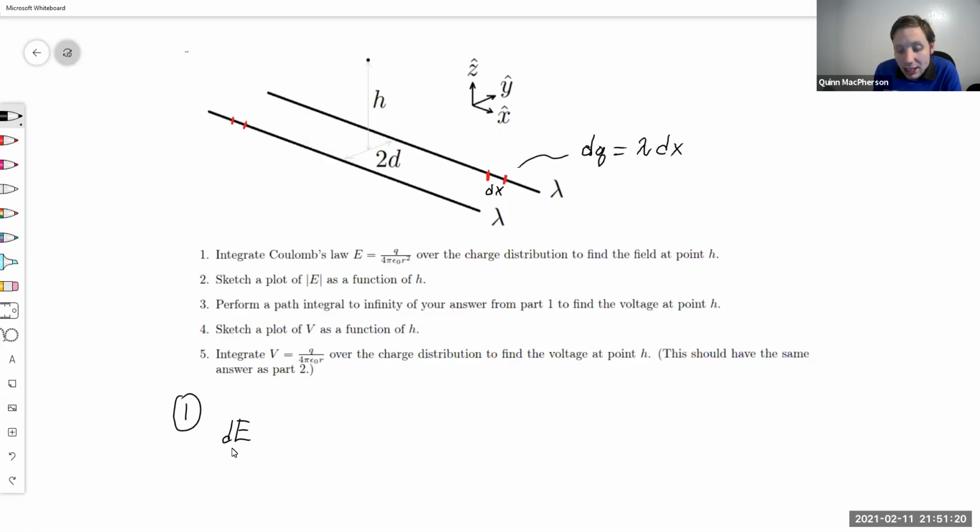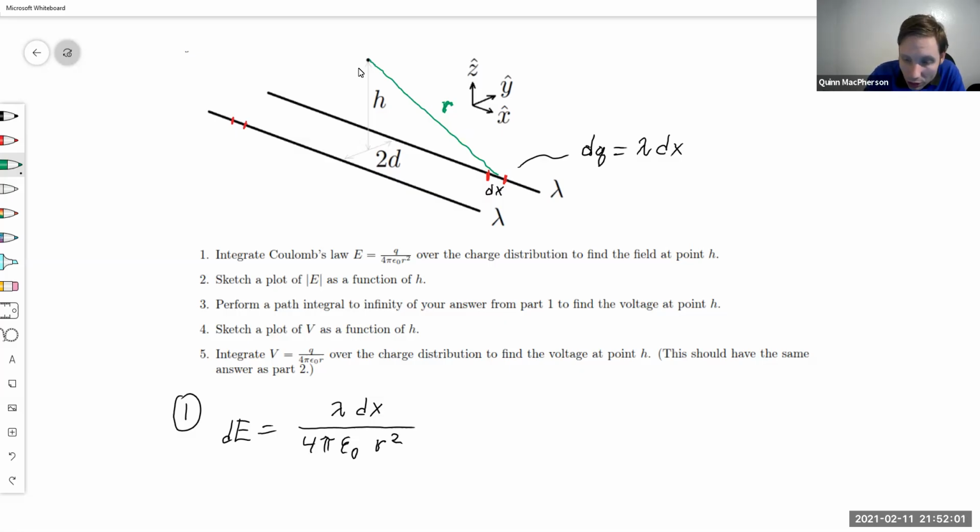So right now I'm going to find dE, meaning the field just due to this little component there. dE is equal to dq, which is lambda dx, over 4 pi epsilon naught r squared. But I don't want r. R isn't given in the problem. We are instead given h and d. R is the distance between my little dx and the point of interest. So how do I find r?